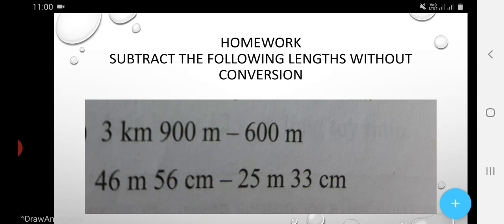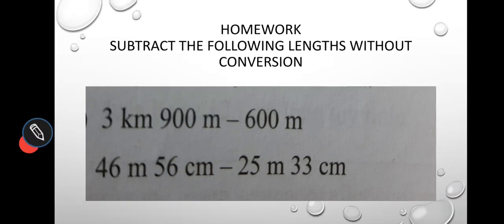If the method is mentioned, then you have to follow that method. Here I mentioned the method, that is, without conversion, so you have to arrange the units in columns and then perform this subtraction. Here the question is 3 kilometer 900 meter, and you have to subtract the number 600. Second, 46 meter 56 centimeter minus 25 meter 33 centimeter. This should be done as homework.